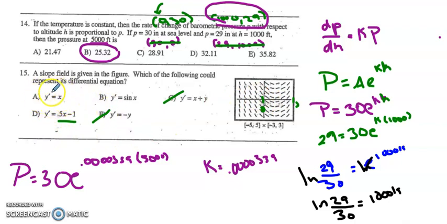If y prime, the derivative, the slope equals the x value, then anytime x is positive, the slope will be positive. But here you see I have some negative slopes where x is positive. So the answer choice can't be A. And then a sine function, you're going to see some curvature here that we don't have. And so your answer choice is D, and this actually makes sense because when you integrate this, you're going to get a quadratic, which this appears to be.